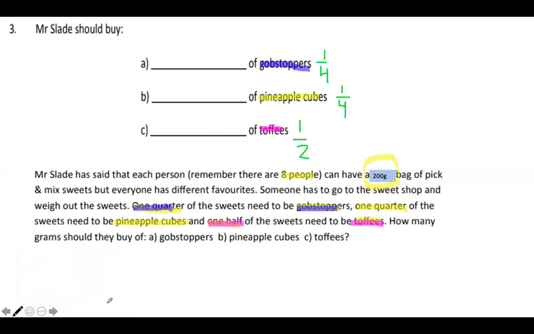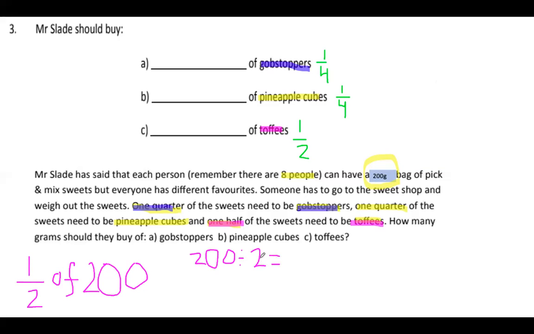Like I said, let's start with our toffee. So we know that we need to find 1/2 of 200 grams. Remember our WDD, whole divided by denominator. So 200 divided by 2. All right, how many times can 2 go into 200? Also, what do you notice? Well, I notice that this is the same. My hundreds is the same as my 2 here. And I know that means there's 200. So 200 divided by 2 is 100.